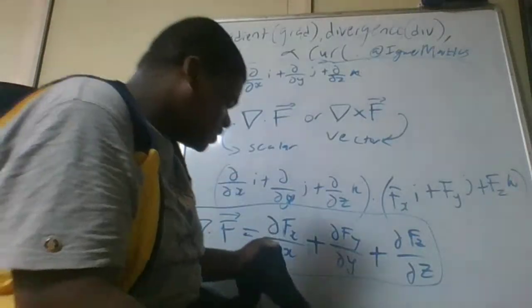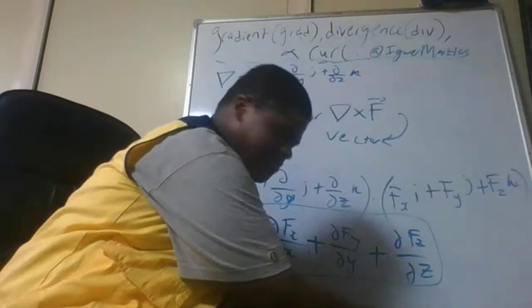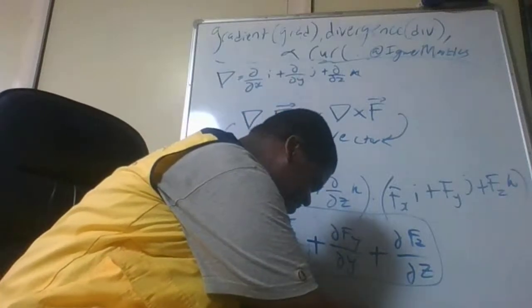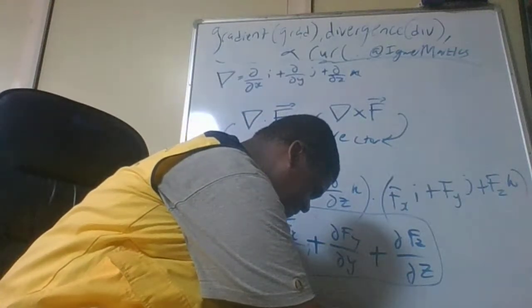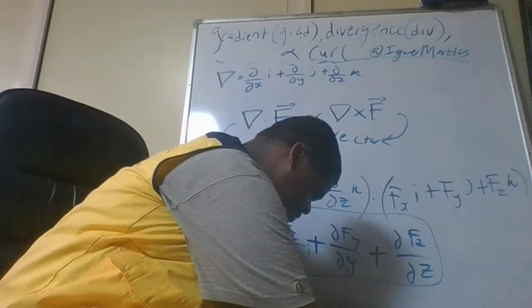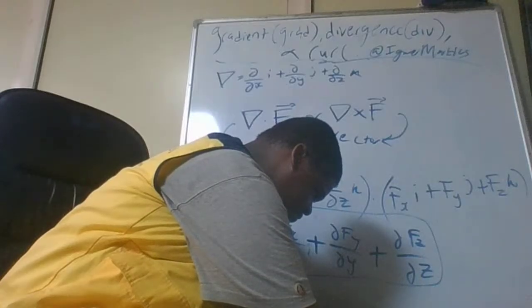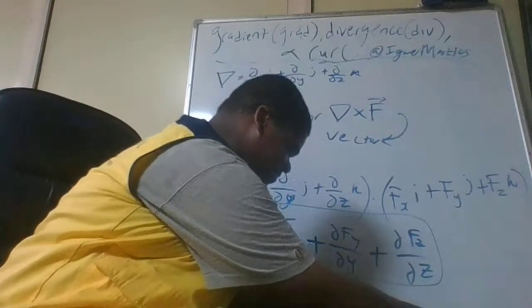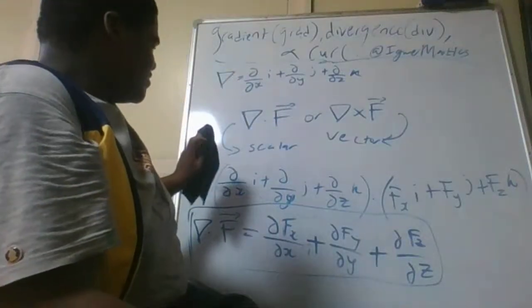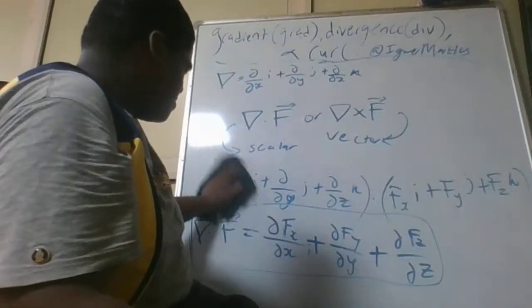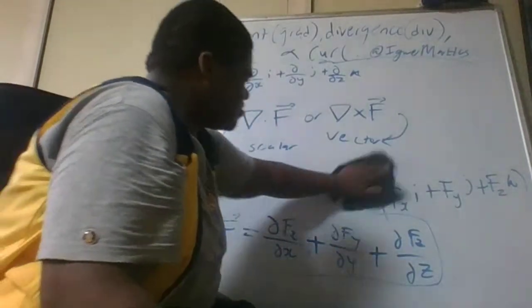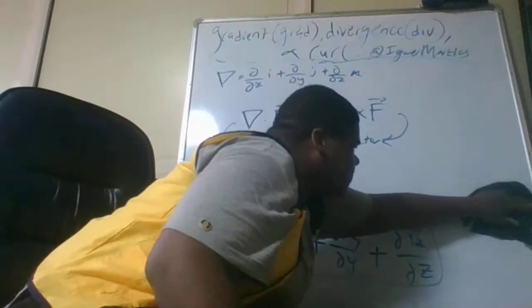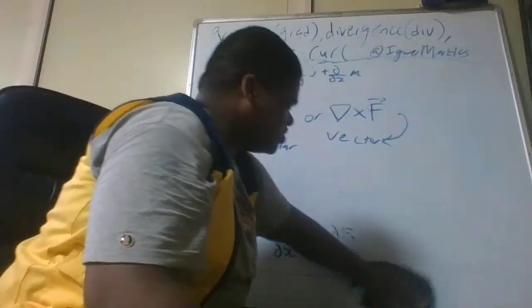Now the last part of it, let me just confirm again if the audio is recording. So I believe this explains that for the dot product of nabla and f. Okay. Let's go for the cross product.